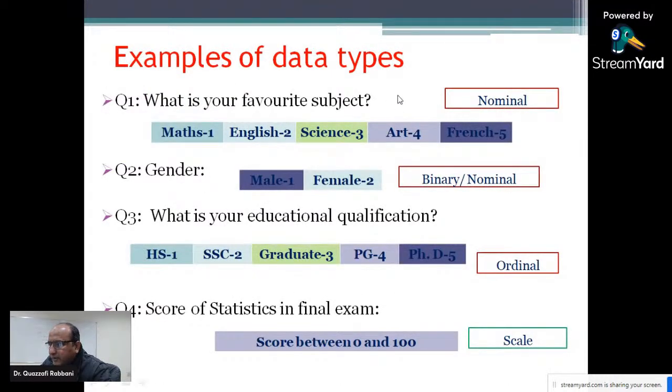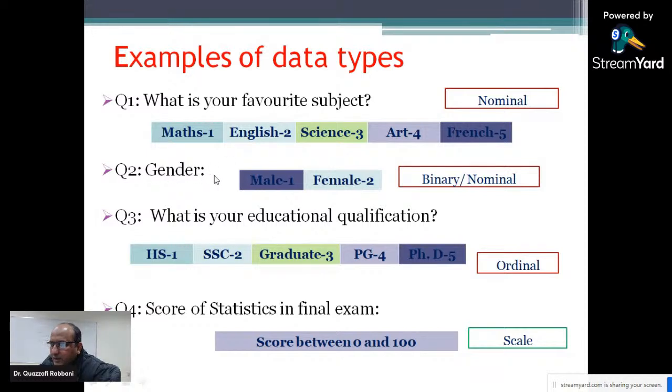Now take one more example. Suppose you have collected data like this. What is your favorite subject? Math, English, science, arts, French. And these subjects are represented by numbers. Math is represented by 1, English 2, science 3, arts 4, French 5. Here 1, 2, 3, 4, 5 are just used to identify the subject. So these values are measured on nominal scale.